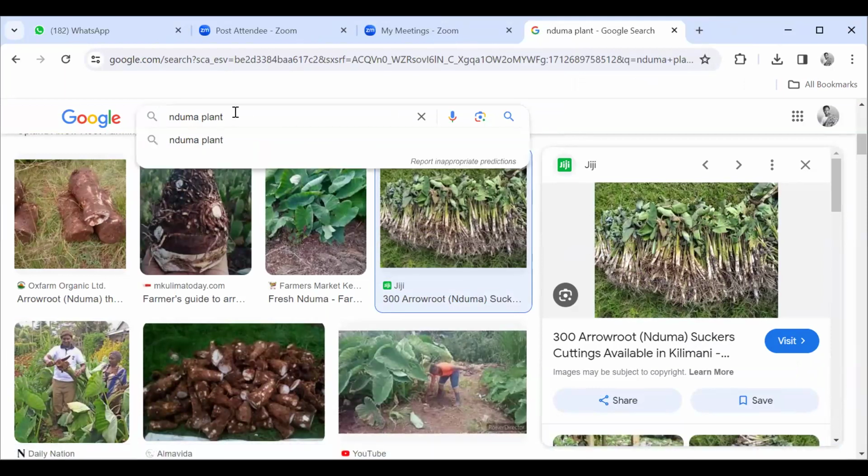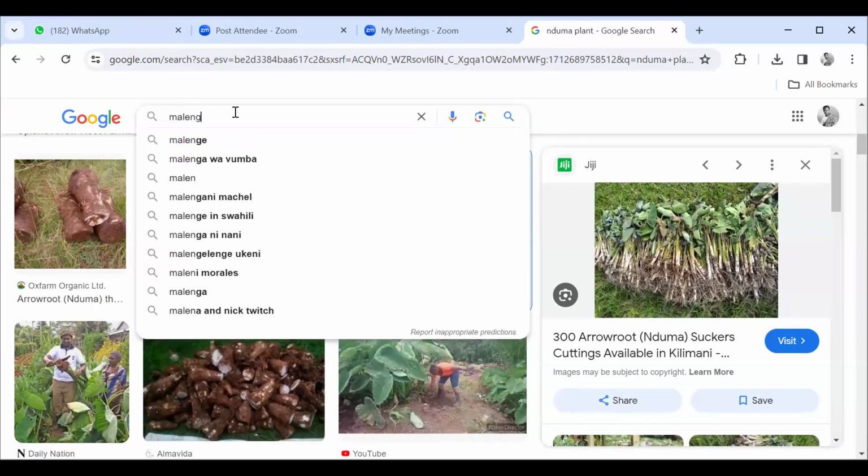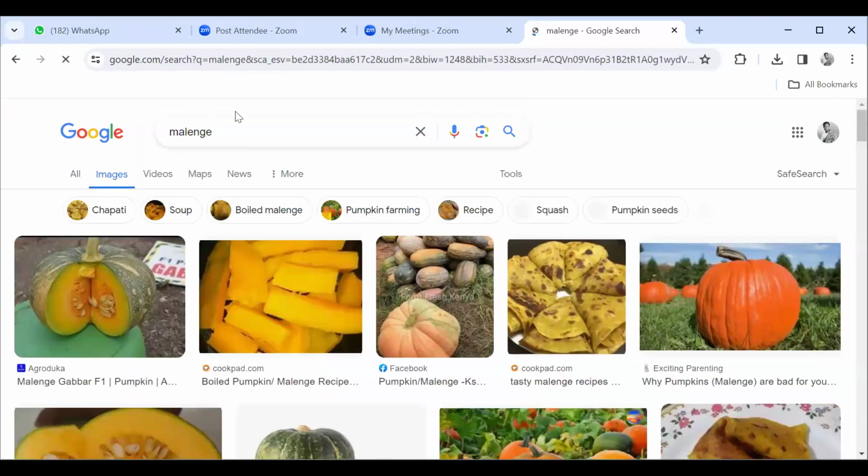around us. So today, we've been trying to learn some of the few things you can cook, probably for your breakfast. So you can say, "Dada, amepika nduma." Dada amepika viazi vitamu, you see? But there's another one, which is called malenge. It's also used in East Africa for breakfast. Malenge. It's called malenge, this pumpkin.